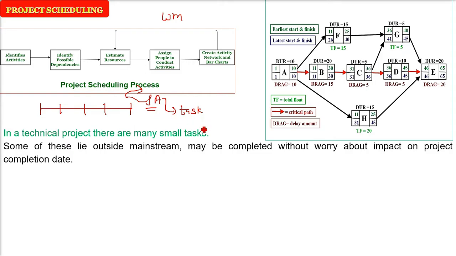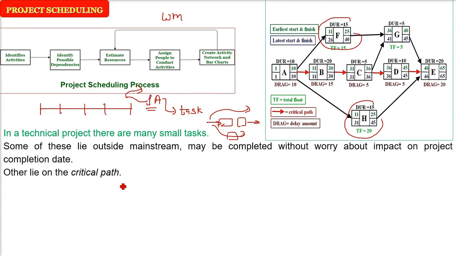And these tasks which you have decided, some of them may lie outside the mainstream. That is, when you have decided these are the tasks, they may be completed without any worry, because they are not going to have any kind of impact on the project completion date. They are outside the critical path actually. So these can be done. These are tasks to be separated out, but these I am showing they are outside the mainstream.